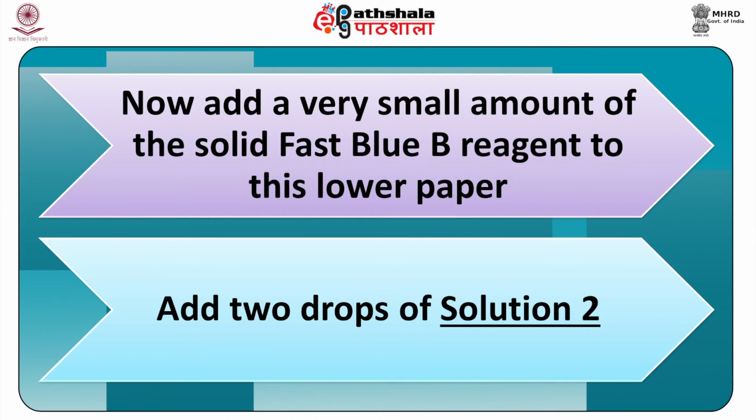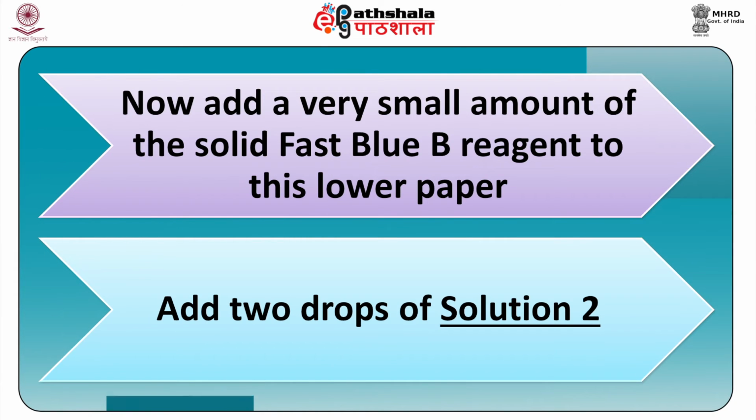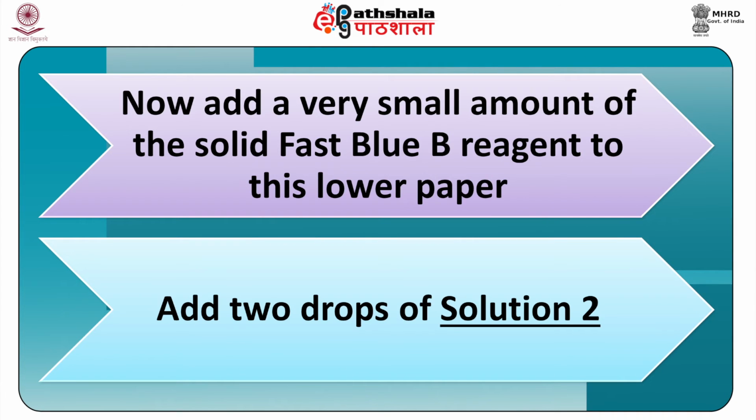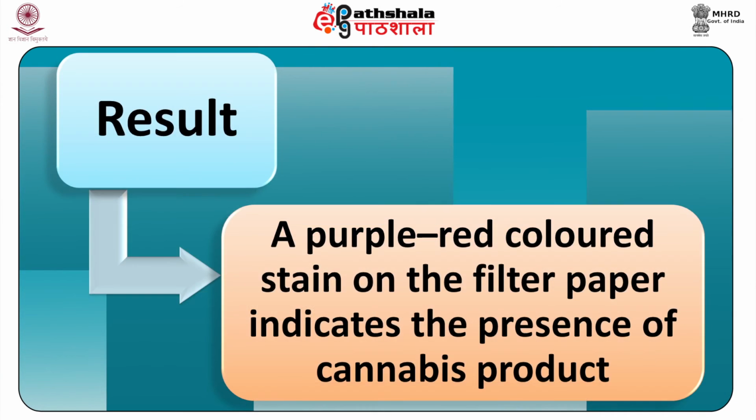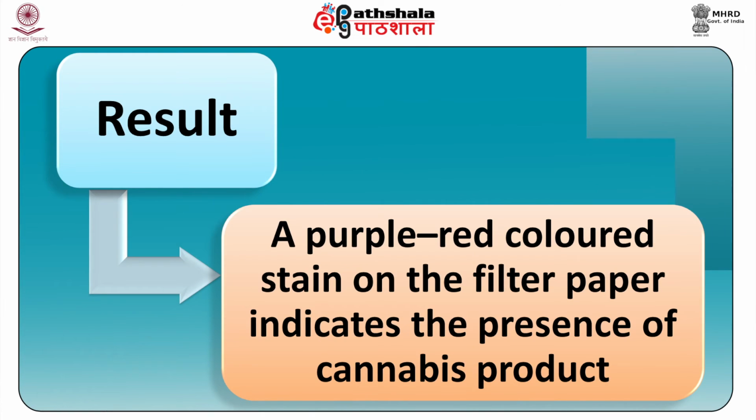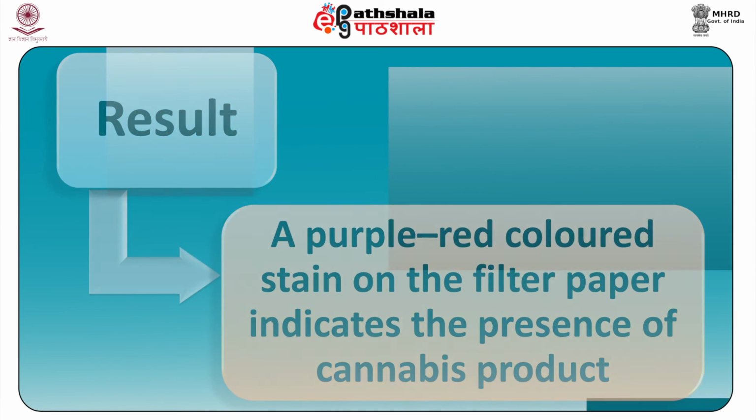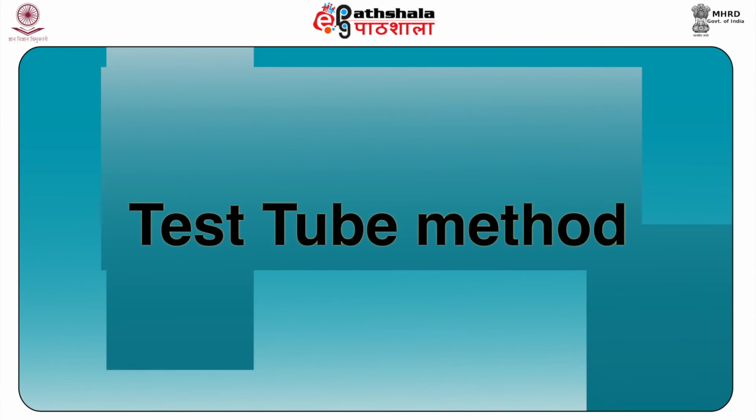Now add a very small amount of the solid Fast Blue B reagent to this lower paper and add 2 drops of solution 2. A purple-red colored stain on the filter paper indicates the presence of cannabis product. Next is the test tube method.